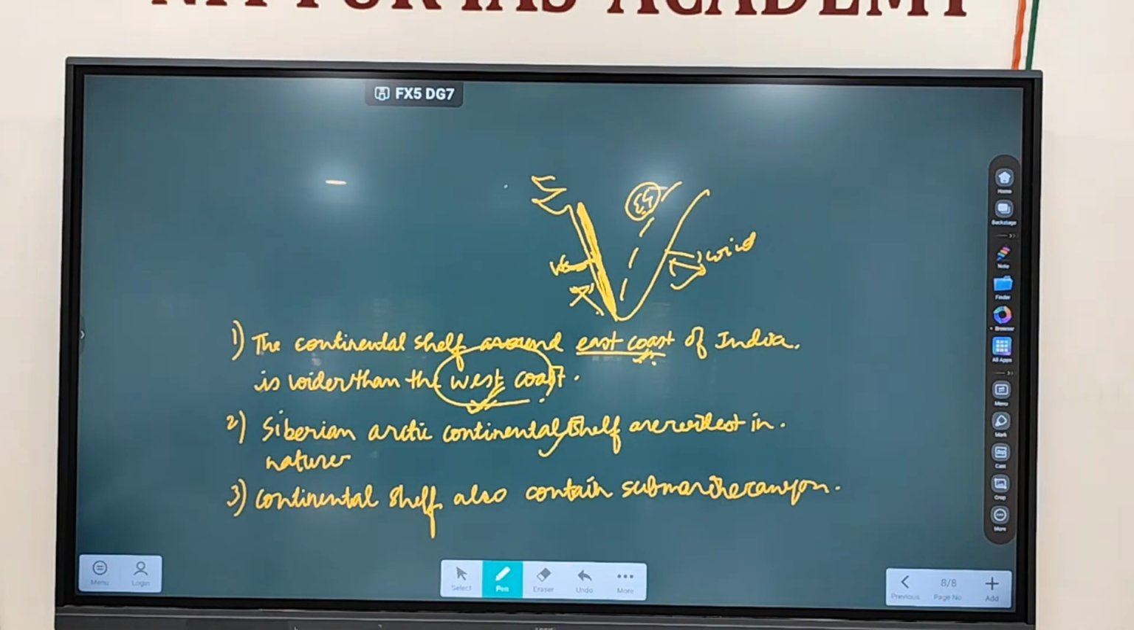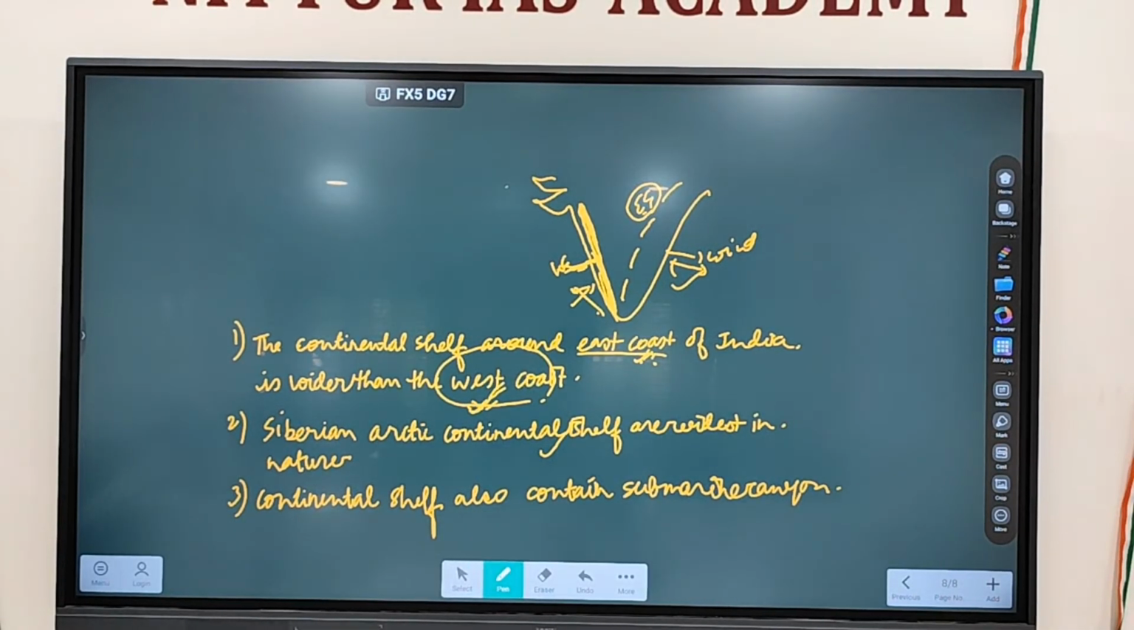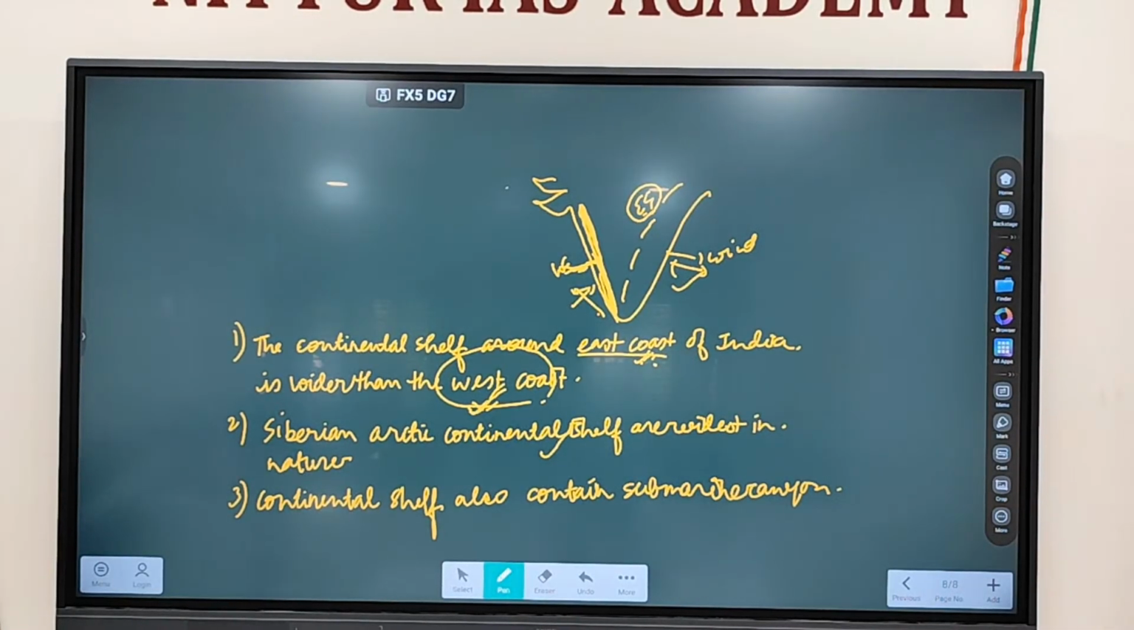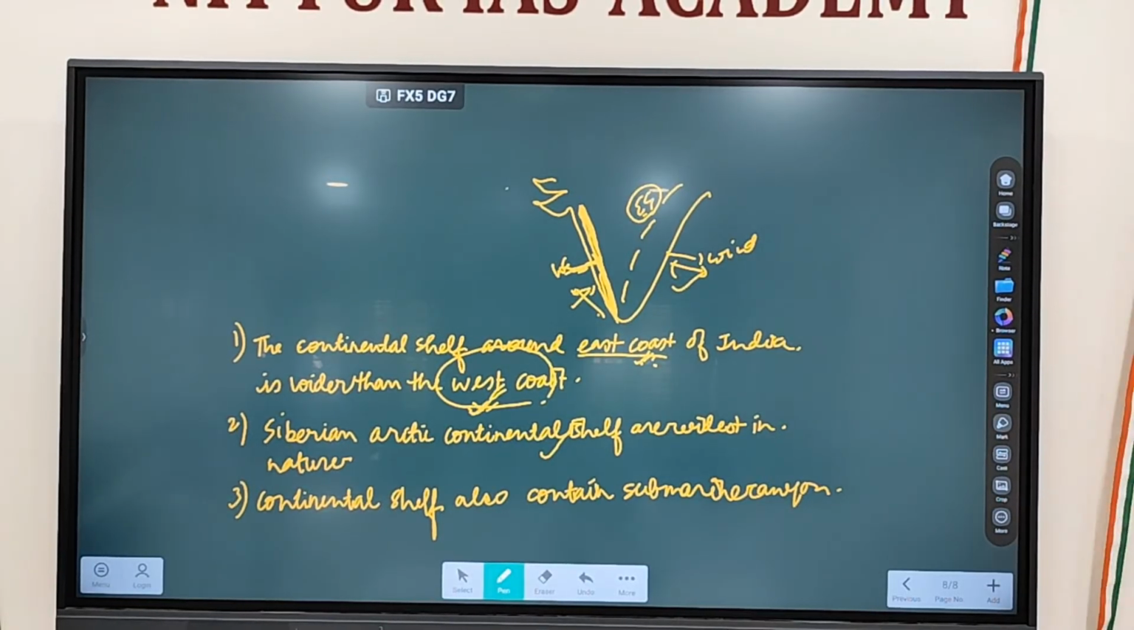And the third statement: continental shelf also contains submarine canyons. Is it correct? Wrong. Why? Which one contains submarine canyons? The slope contains them. Yes, the continental slope contains submarine canyons, not the continental shelf. Clear? So you will get these types of questions in the prelims examination.